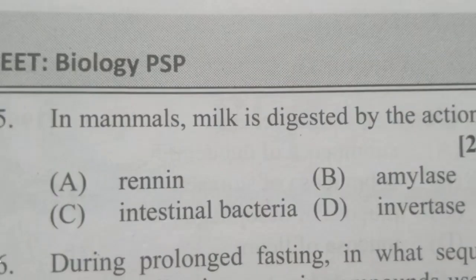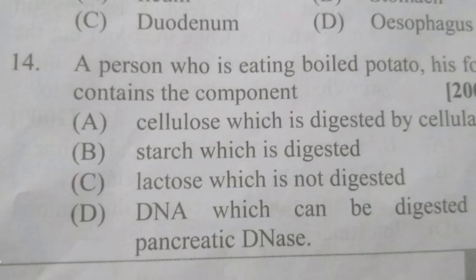Okay, our next question is, in mammals, milk is digested by the action of, this one I think you know, the correct answer is renin, A. Okay, our next question is, a person who is eating boiled potato, his food contains the component starch which is digested in our body. So correct answer is B.